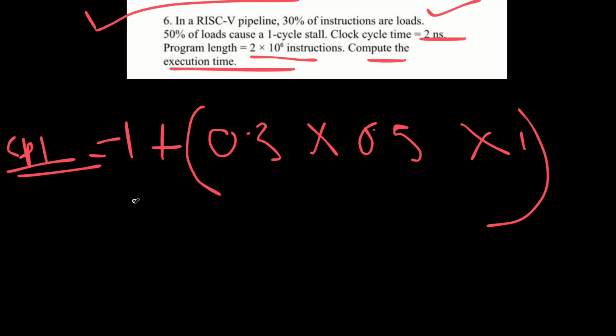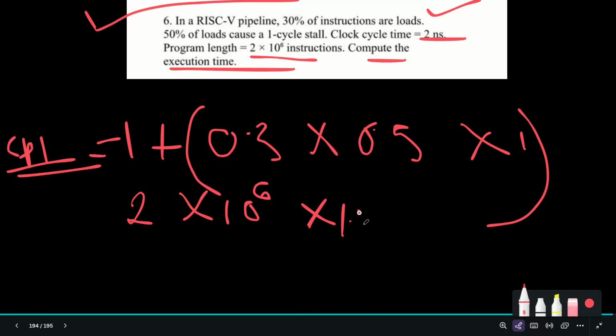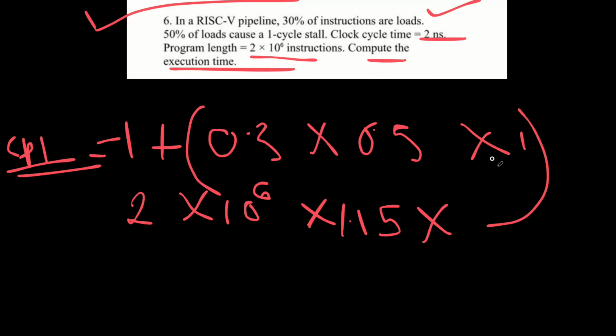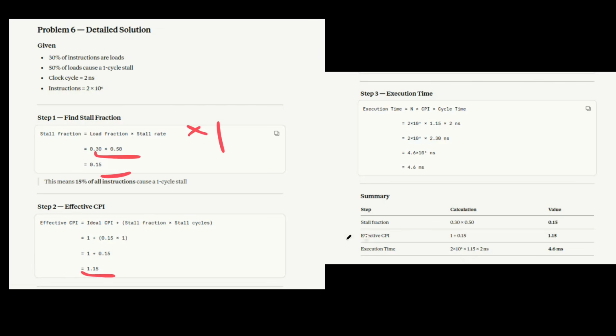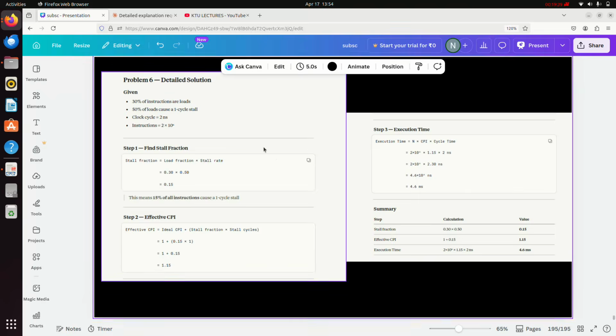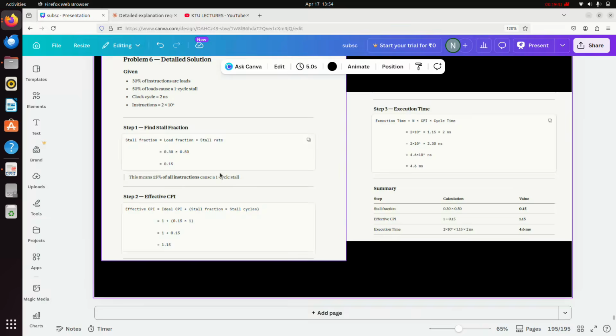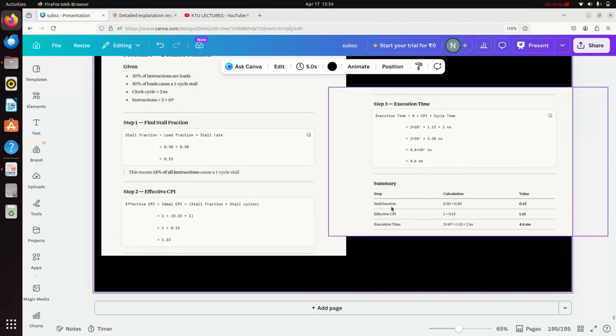Then in the basic equation, the number of instructions is 2 into 10 raised to 6, CPI you get from here, 1.15, into clock cycle time, which is 2 nanosecond. You just have to solve this. Understood? This is like the previous question itself. Fine. I am dividing these performance questions into 2 parts. Here we have done 6 questions. In the next video we will do some more questions.